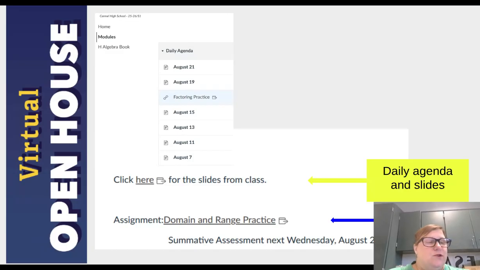In our Canvas course, students can revisit the slides for that day as well as see the assignment for that particular class period.